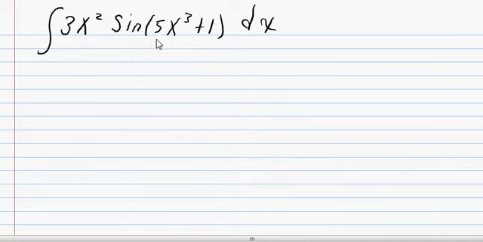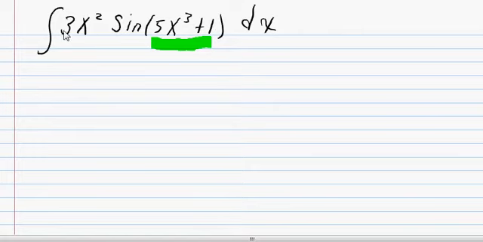Now, how do I know I can use u substitution? In my head, I take the derivative of this expression inside here. I know that that's going to become 15x squared plus 0. Okay, so I can forget about the 0.